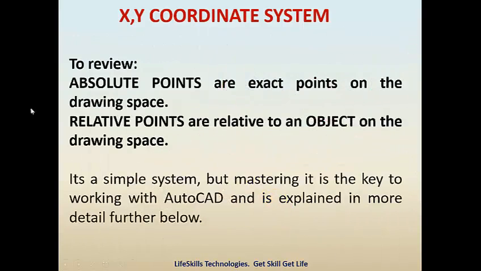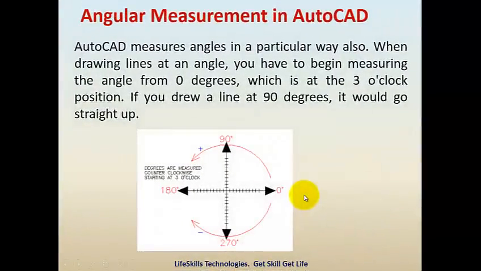Now, to review, absolute points are exact points on the drawing space. Relative points are relative to an object on the drawing space. So it is a very simple system, but you need to understand it. And I'm going to spend a lot of time here in order to make sure that you really understand it. Okay?